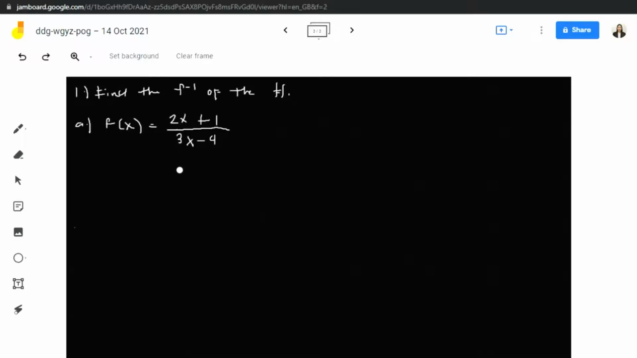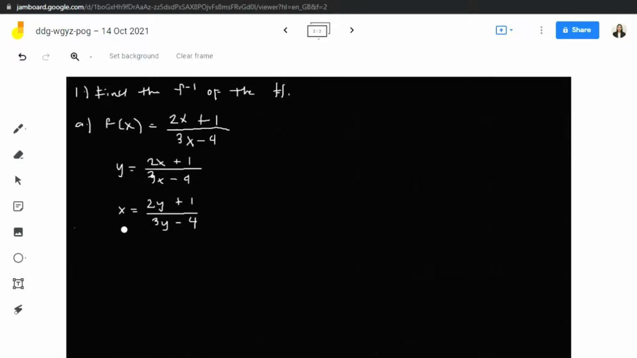Now we are free to execute the first step, which is to rewrite the form into y equals f of x. So f of x will be replaced with y and our function given by 2x plus 1 all over 3x minus 4. This time, the second step, we will be interchanging the variables x and y. So y becomes x, and all the x variables will be y. This gives us 2y plus 1 all over 3y minus 4.